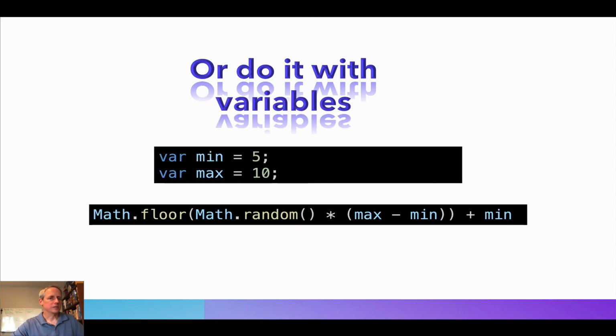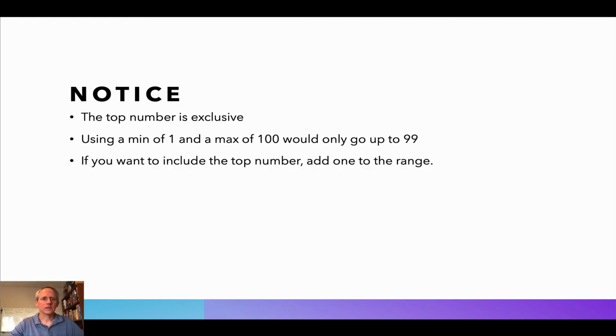Or we can do it with variables. So instead of hard coding the numbers into this line of code, we set up two variables, the min and the max, call them whatever makes sense for what you're doing, 5 to 10, and then we just plug those in. Min becomes here and here, so 5 gets put in there and 5 gets put in there, and 10 goes into the max. So it ends up being the same thing. This will be especially valuable when we start doing functions a little later in the course.